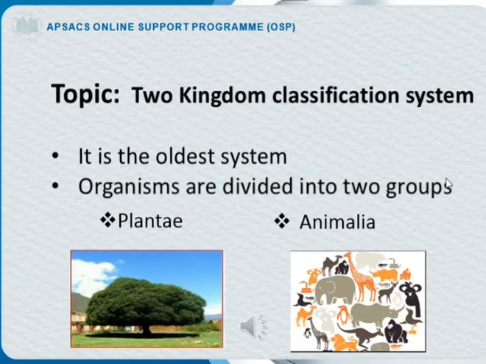First of all, we are going to study about two kingdom classification system. As you remember, Aristotle presented a system in which he divided organisms into two groups. So it is the oldest system, and in this organisms are divided into two groups. The first one is Plantae and the second one is Animalia.